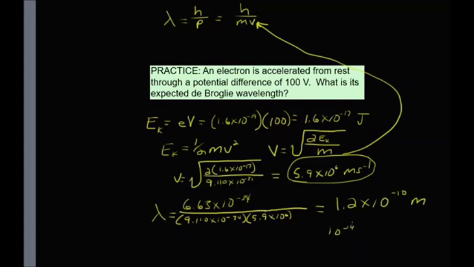And 10 to the minus 10th meters is basically an atom. That's an atomic radius. That's basically the size of an atom. So the wavelength of an electron is the size of an atom.